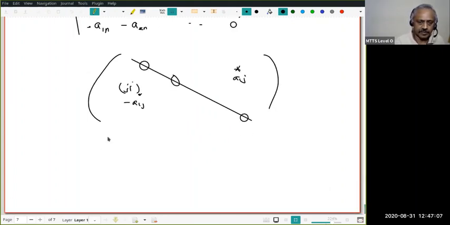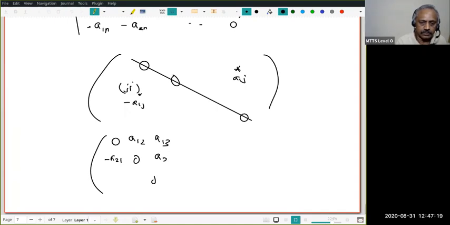Okay. For example, 2 by 2, what does it mean? I have 0, 0, 0. I have a12, a13. This will be minus a21, a22 is 0, a23. Now I want a31, which is minus a13. A32 is minus of a23, and this is 0. You understand? Now what does it mean?